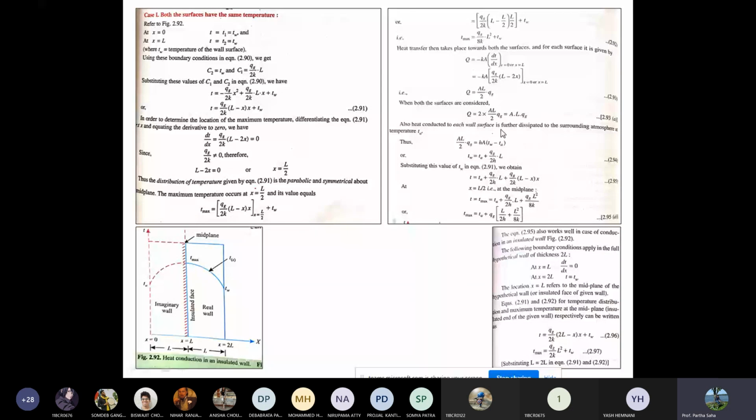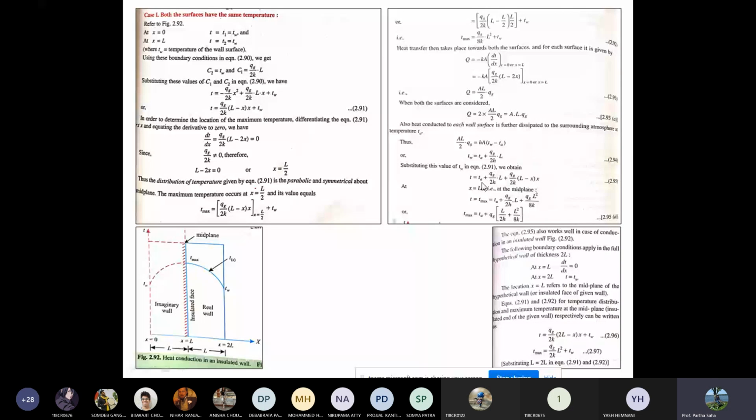Also, heat conduction to each wall surface is further dissipated to the surrounding atmosphere at temperature T0. Thus A L by 2 Qg, this expression, equals the heat loss by convection. This is hA (Tw minus T0), right? The surrounding temperature is considered as T ambient. So actually Tw becomes Ta plus Qg L by 2h. Now substituting the value of Tw from equation 2.91. Tw is this expression, right?